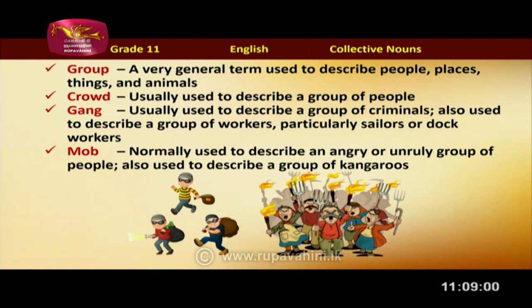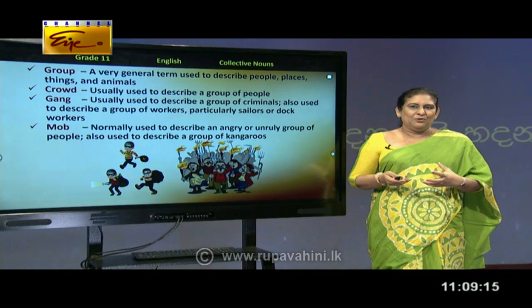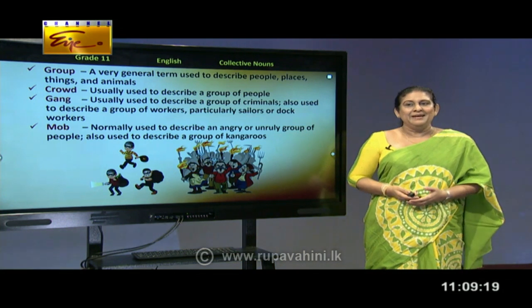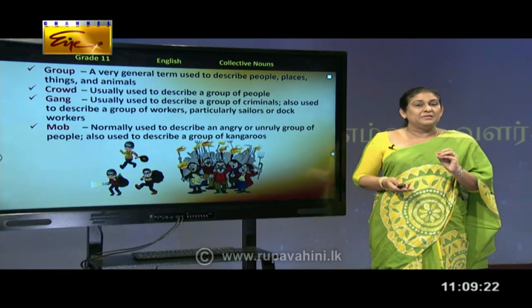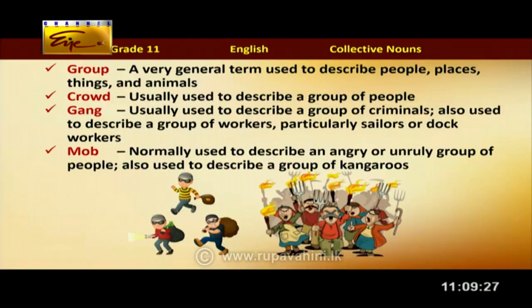The next one, gang. Does it sound something negative? Normally, it's not positive actually. Gang is something like a group of criminals, or a group of workers, sailors. Of course, they are not bad. But for criminals, we use gang. The gang of thieves, gang of criminals. But we can use the same term for a group of workers, particularly sailors or dock workers as well.